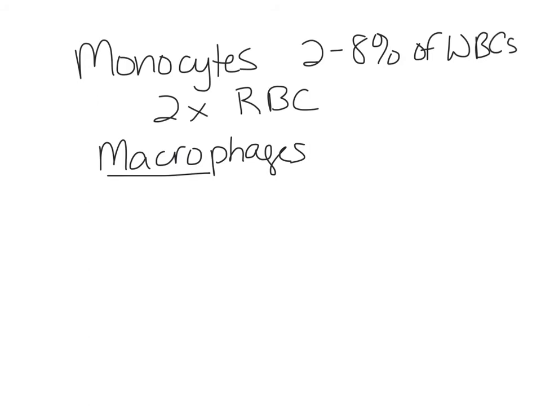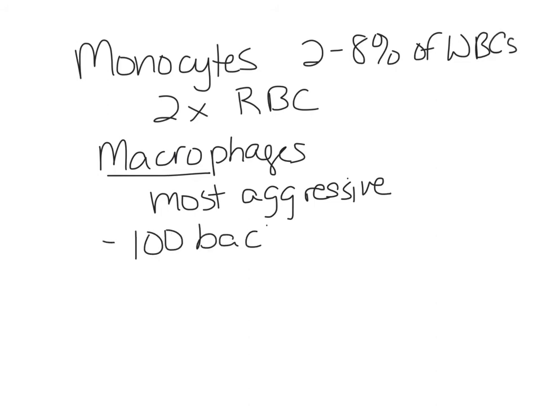The macro, the name alone tells you that they are big. They are most aggressive. They are very, very aggressive white blood cells. They will try to engulf things that are even bigger than themselves. That's how aggressive they are. They don't care. They're going to try to eat whatever they can. They'll eat up to about 100 bacteria or other cells before they die. They're going to engulf anything that looks abnormal. Doesn't matter if it's a bacteria or an infected cell or a cancer cell or whatever it is, it's going to engulf it because it looks abnormal to them.